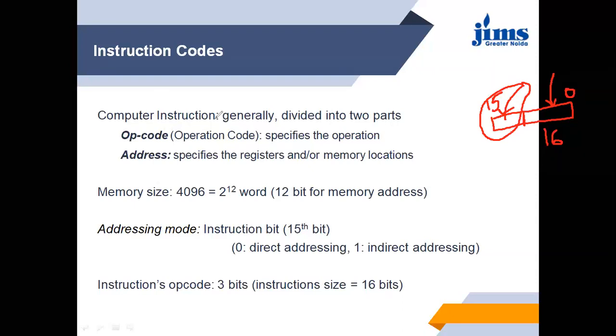Computer instructions are generally divided into two parts. The first one is the opcode, which is called the operation code. It means the code of the operation that we have to perform. For example, if I have to perform an add operation, then add is the opcode for that.